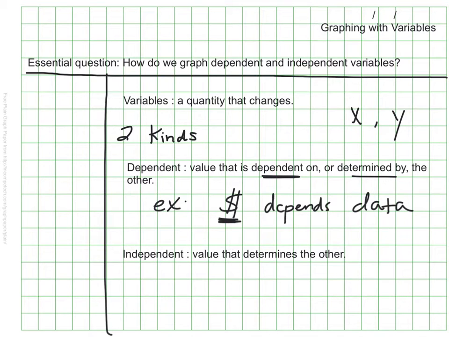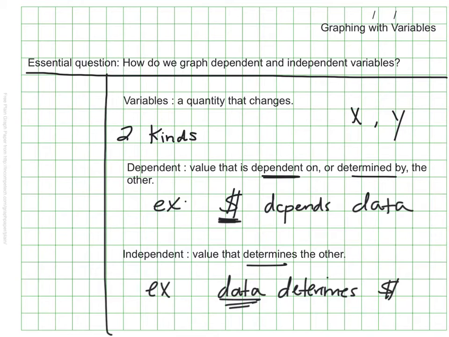That means that on the other hand, the independent variable is the opposite. It's the value that does the determining, right? It determines the other. So in our example before, the amount of data that you use determines how much you pay, right? So it is the determinant, it is the independent variable. It's the one that's influencing it, so to speak. They're the ones that make the decision. The amount of data that you use determines how much money they charge you.